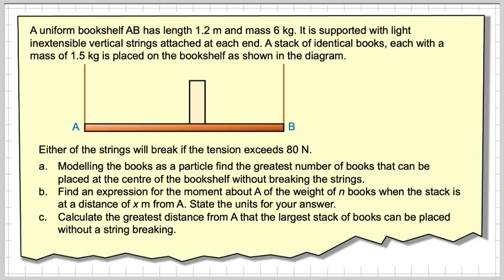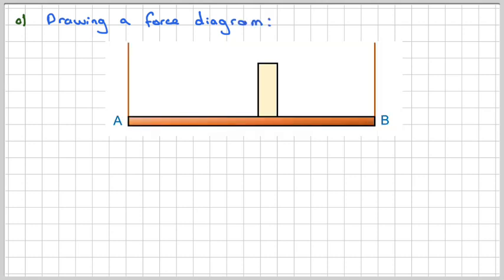Okay, as with all mechanics problems, it is a good idea to start with drawing a diagram. Try to draw the diagram as large as possible and make it clear. So what forces do we have acting on our bookshelf? Well, we have one string here acting upwards with a maximum tension of 80 newtons. We have another one here.